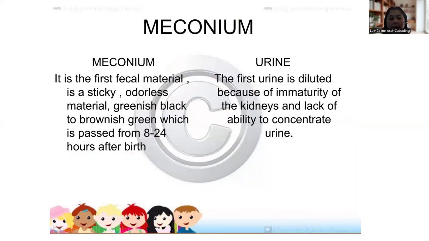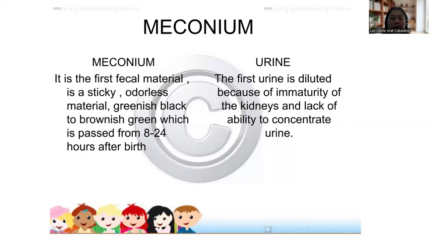And of course, we wait for the first stool and the first urine of the newborn. Now, the first fecal material of the newborn, we call this the meconium. This is sticky, odorless, greenish black to greenish brown, and we should expect that the newborn should pass this within the first day or the 8 to 24 hours after birth. Otherwise, we will be in panic because that means the GI system is not patent from mouth to anus. So this is very critical and important.